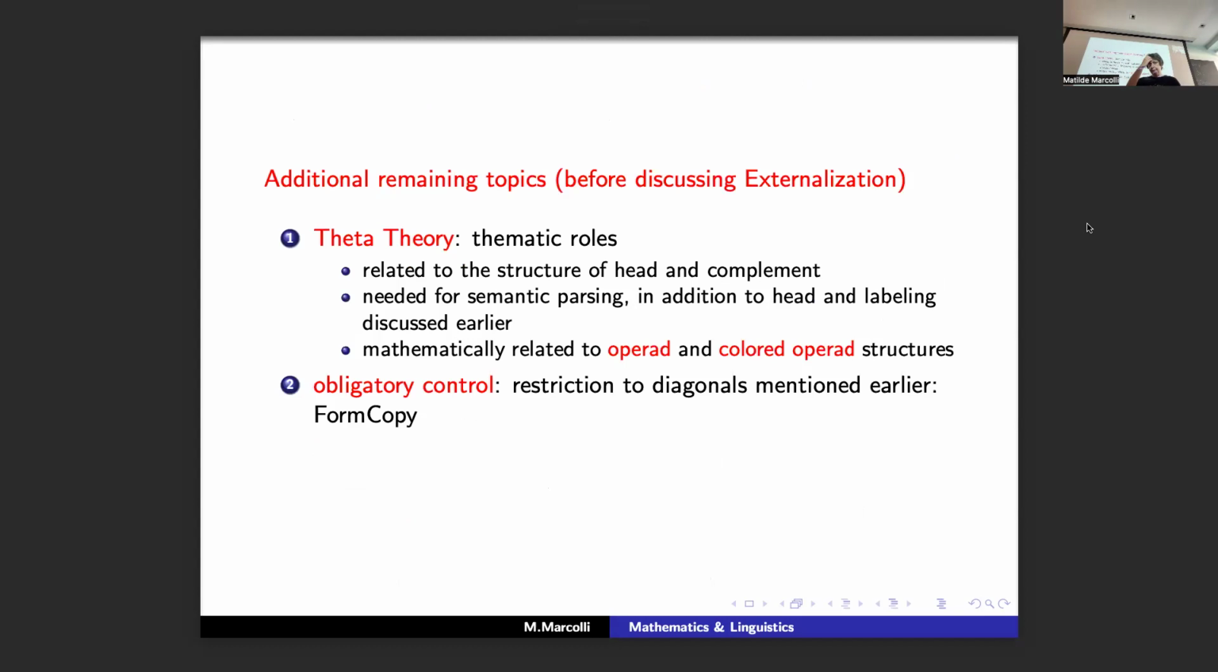Externalization refers specifically to all the constraints that have to do with the learning of language, with having to deal with one specific language and constraints that come from the learning of one specific language. But these more general aspects that are still, in a sense, prior to externalization, like heads and complements and so on, include also a couple of other things that I haven't discussed yet.